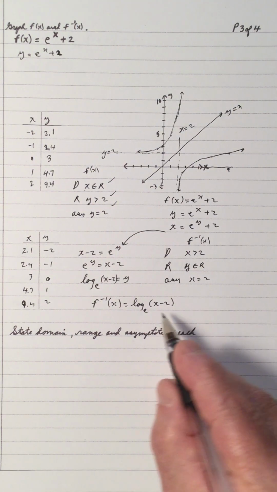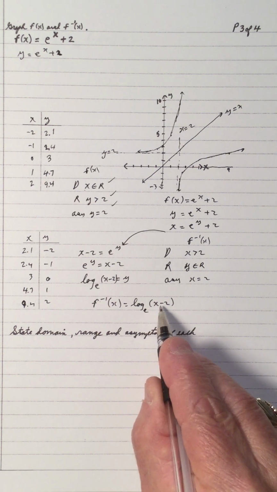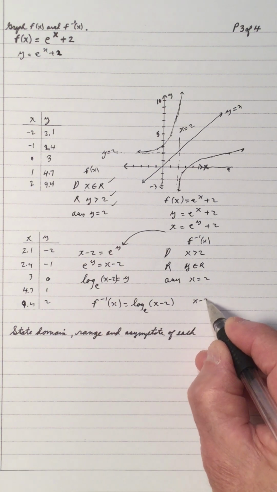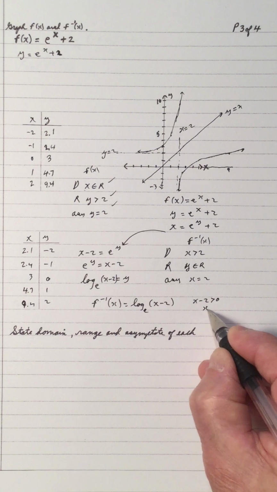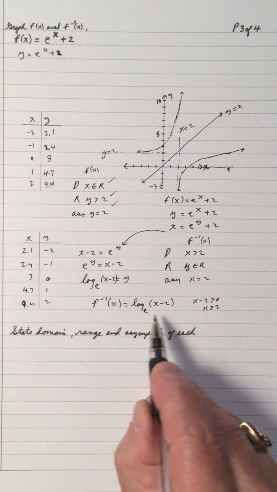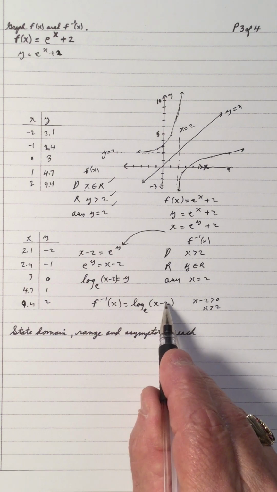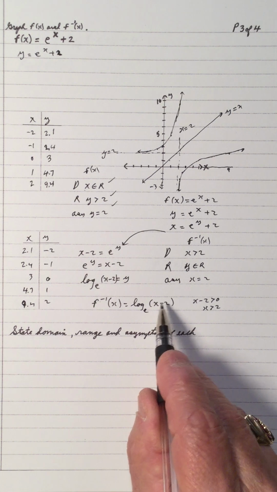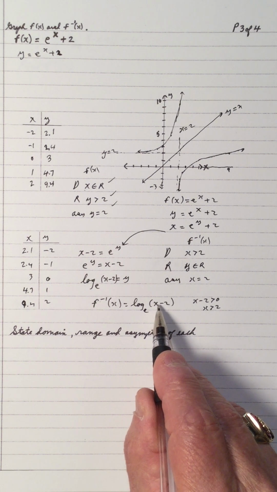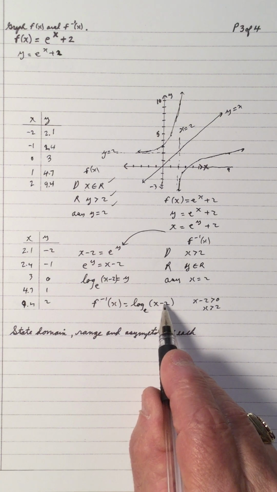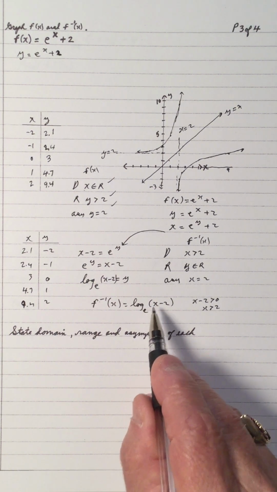And again, think about it. You can't do the log of a negative number. So x minus 2 got to be greater than 0, which means x got to be greater than 2. You can't have 2. You can't do the log of 0. 2 won't fit. You can have a 3. 3 minus 2 is 1. You can have a 4. 4 minus 2 is 2. You can't have 1. 1 minus 2 is negative 1. You can't do the log of a negative number.